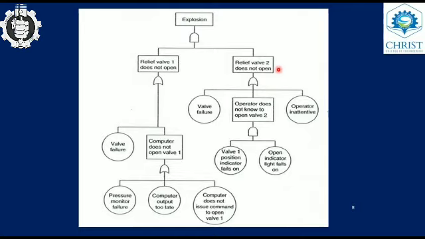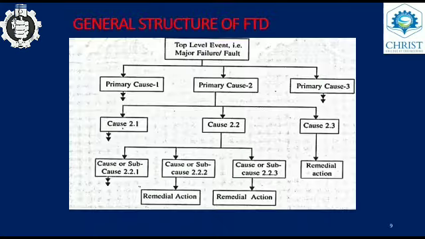Here relief valve 1 does not open, here relief valve 2 does not open. So here we have an AND gate. The combination of relief valve 1 and relief valve 2 not opening may result in the explosion. That means the combination of these two results in the top event, that is the explosion. Hope you understand. So this is a general structure of an FTD.